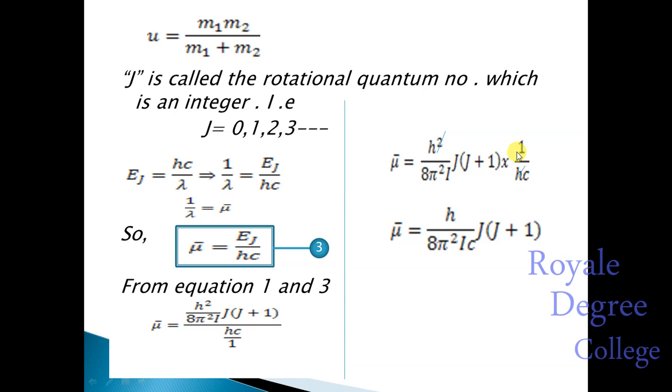In the next step, you can see 1 by hc. Then one h from this side and one h from that side get cancelled. So what is our remaining equation? Mu bar equals h by 8 pi squared IC, into J into J plus 1.